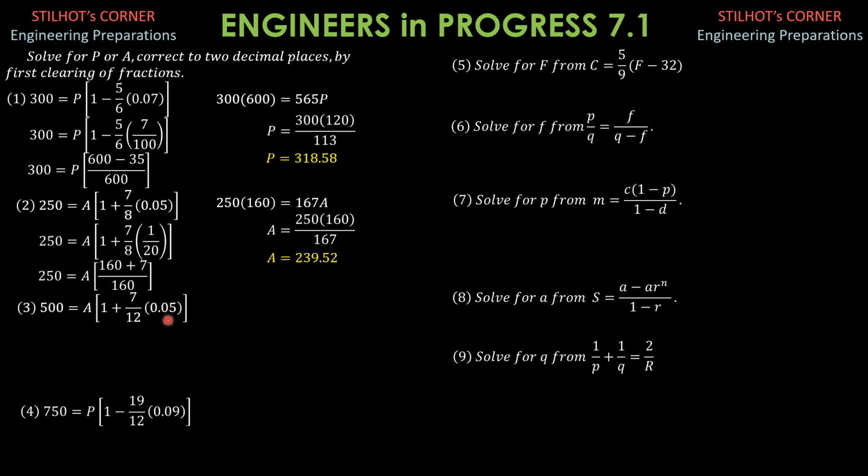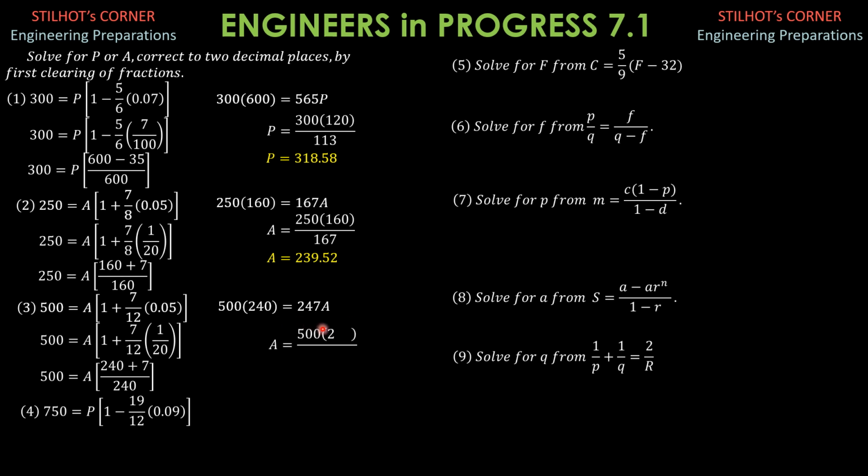Again, 0.05 is changed into 1 over 20. So 500 equals A, quantity 1 plus 7 over 12 times 1 over 20. This time 12 times 20 is 240. So 500 equals A, quantity 240 plus 7 over 240. So 500 times 240 equals 247A. So A is 500 times 240 all over 247, and in decimal that is equal to 485.83.